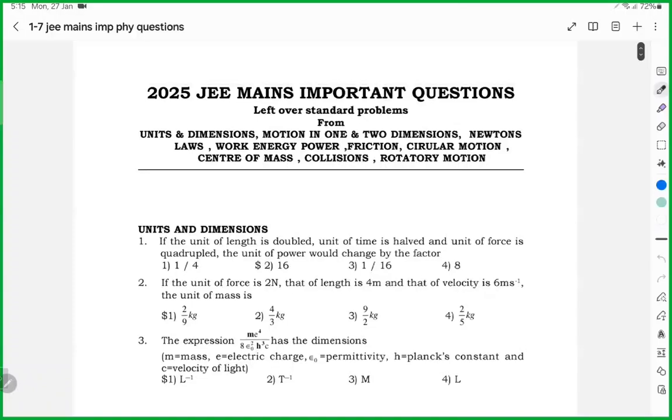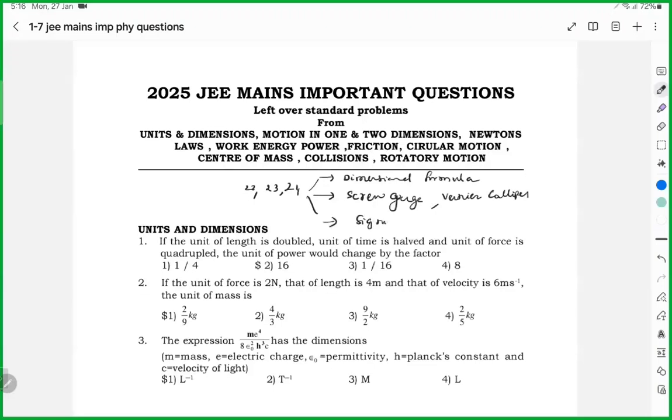So let us see this units and dimension topic. In these 22nd, 23rd, 24th exams, what questions did they give? They gave questions based on dimensional formula. It's almost a compulsory question. And then they gave a question on screw gauge and vernier calipers. And they gave a question on significant digits.